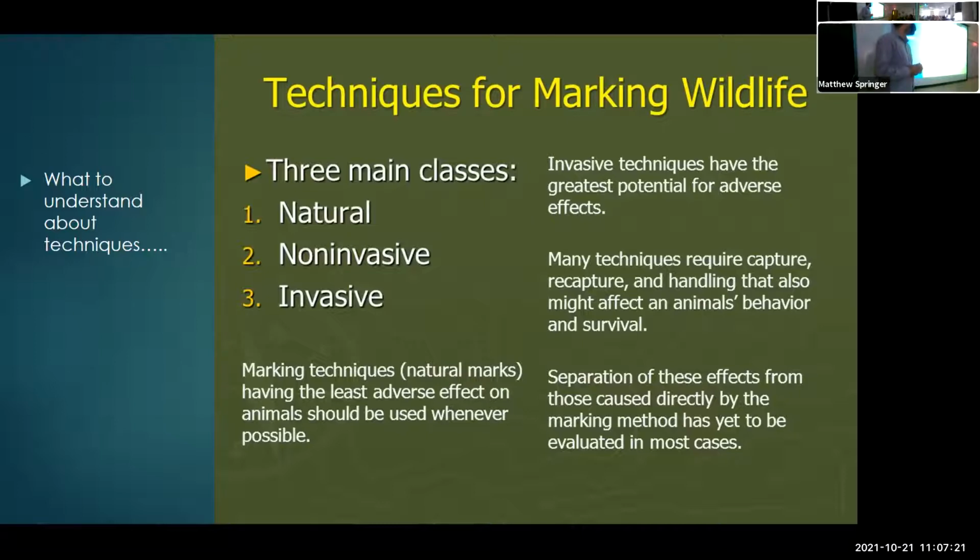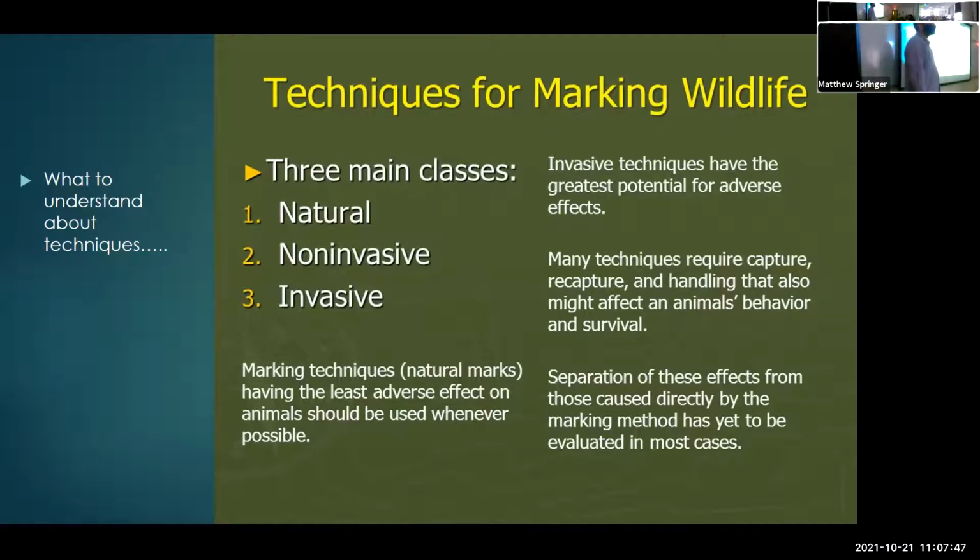Non-invasive can be... trying to think of the best example. Well, let's go to the other end of the spectrum, right? So let's go to invasive, which is highly disruptive in many ways, or can be highly disruptive.